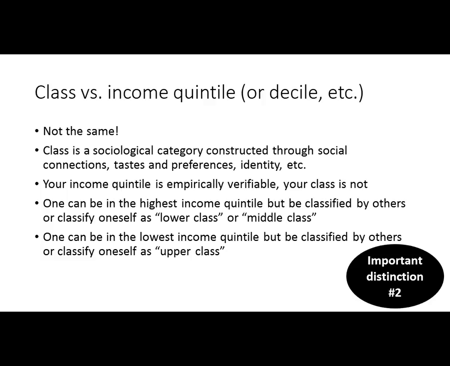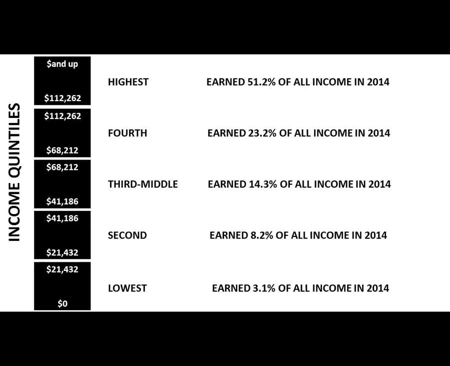Important to note that in this class we're mostly concerned with income quintiles. The category of class you can save for your sociology professors. And here are the income quintiles as recorded in the Census Bureau's annual report for 2014. If you know enough information about your family's income, you will be able to learn from this chart which income quintile your family falls into. And you can see here the distribution as well.